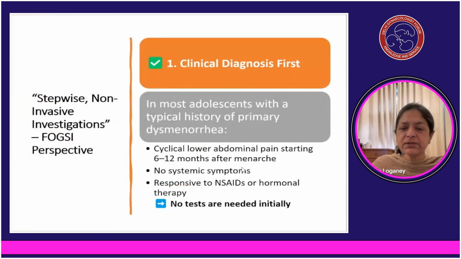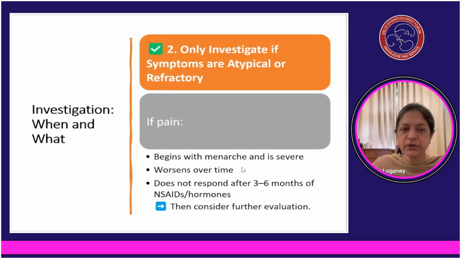So how do the ACOG guidelines say to manage these patients? It is a stepwise non-invasive management initially. Clinical diagnosis in most adolescents with a typical history of primary dysmenorrhea. As I just mentioned, there is a cyclical lower abdominal pain which starts 6 to 12 months after menarche. There are no other systemic symptoms, and usually these patients would respond to the NSAIDs and hormonal therapy. So ACOG says no tests are required initially.